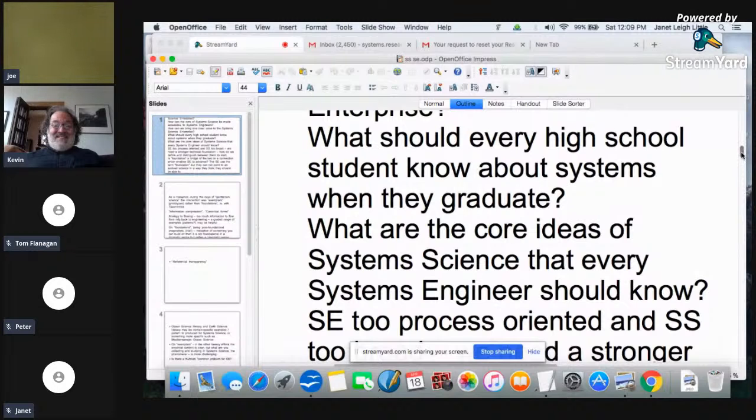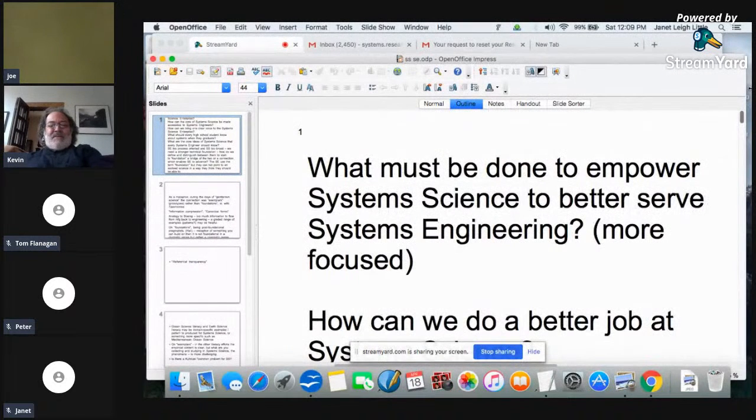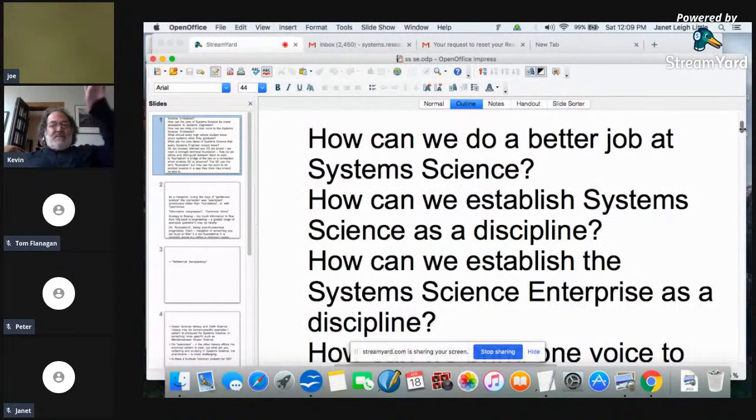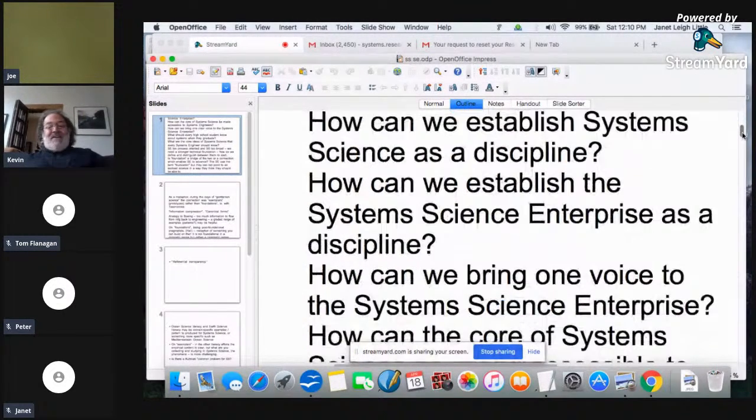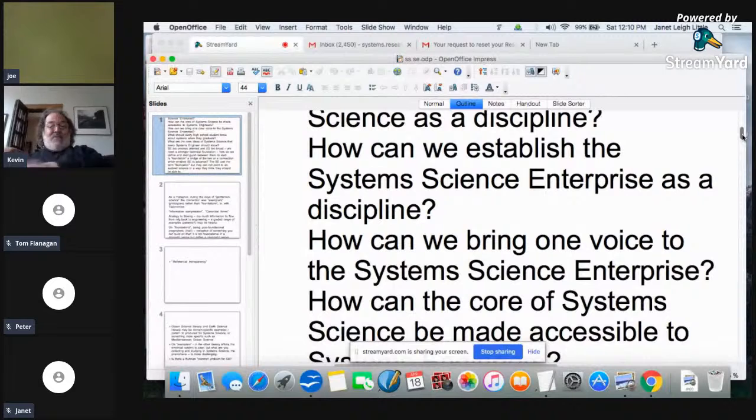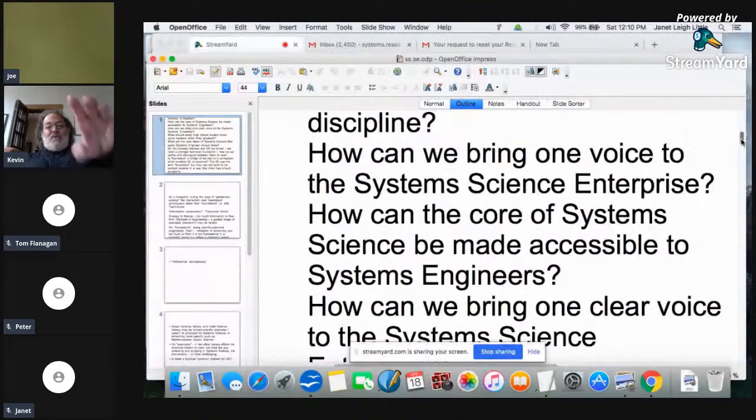Okay. Right, so we had what must be done to empower system science to better serve systems engineering. How can we do a better job at system science? So we're switching down to where the focus of the difficulty is. Then definitions of science, discipline, field of endeavor. Introduction of a metaphor, an organizing metaphor such as enterprise, talking more about the community.